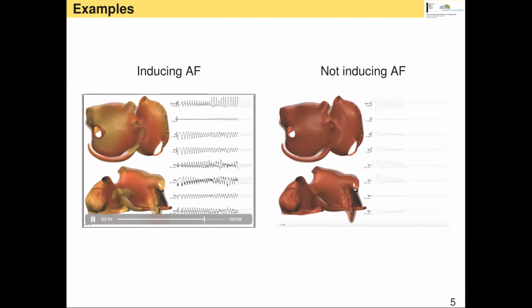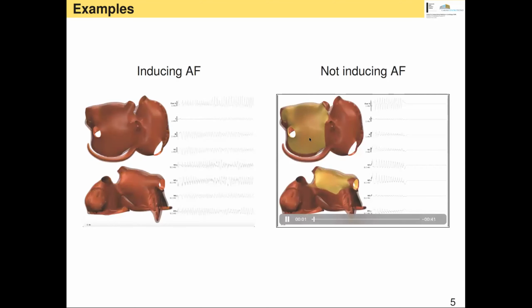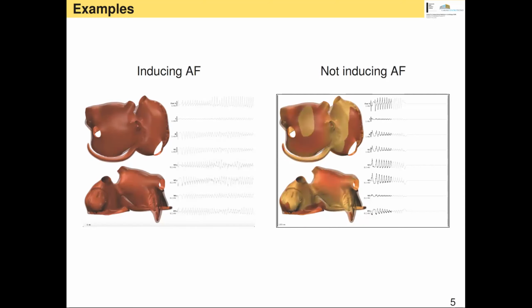And this is the example not inducing. Now the pacing site is here. And again, we see the pacing protocol. Now the pacing protocol is over, and we have seen that the wave simply vanished. And now there is no more activity until the end of the simulation.